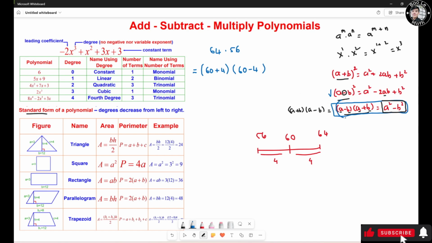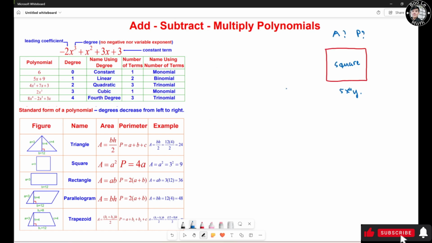Alright, so I look at this one right here. The formula is going to be right here. Alright, so A equals 60, B equals 4. This is A, this is B. So I have A minus B times A plus B. It's going to be A squared minus B squared. So it's going to be 60 squared minus 4 squared, right? So 60 squared is going to be 3600 minus 16, right? So 3600 minus 16 is going to be 3584, right?